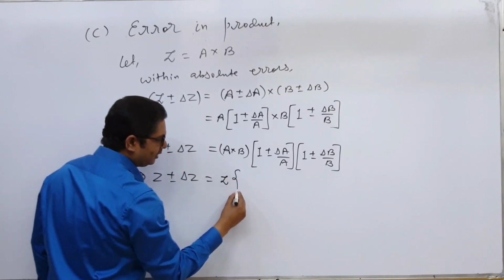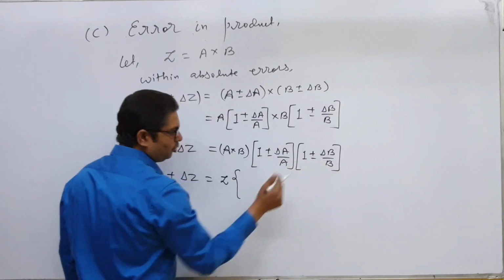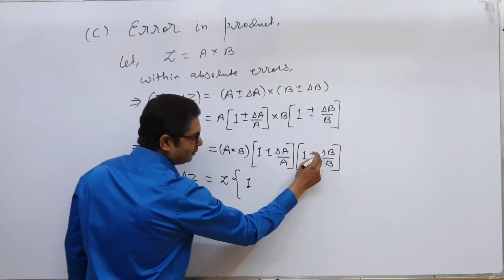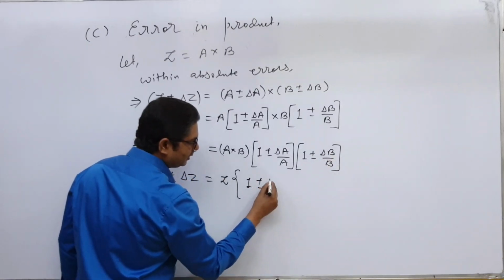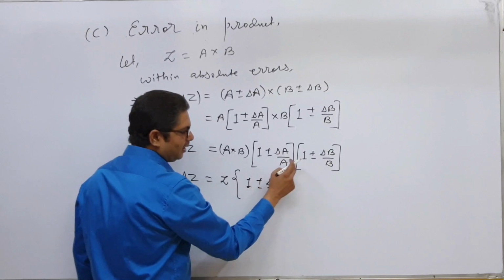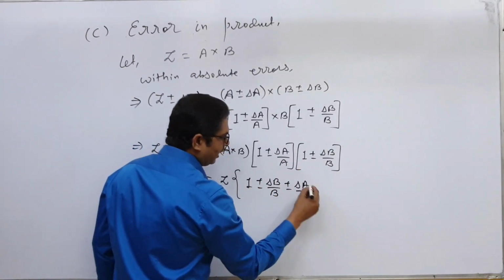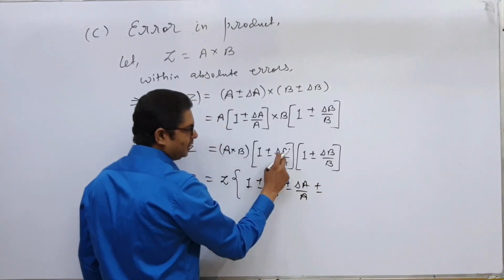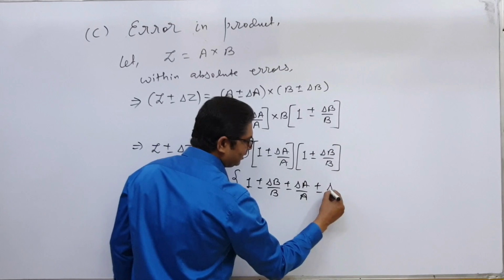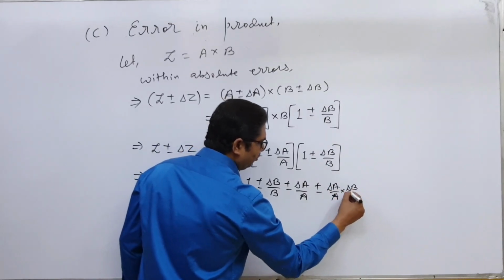And after that you start multiplying these two terms and these two terms. So 1 into 1 is 1 here. 1 into plus minus delta B by B is plus minus delta B by B. Now plus minus delta A by A into 1 is plus minus delta A by A, and you have plus minus delta A by A into plus minus delta B by B. So you have plus minus delta A upon A into delta B upon B.